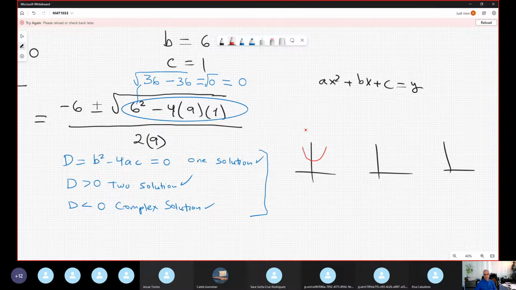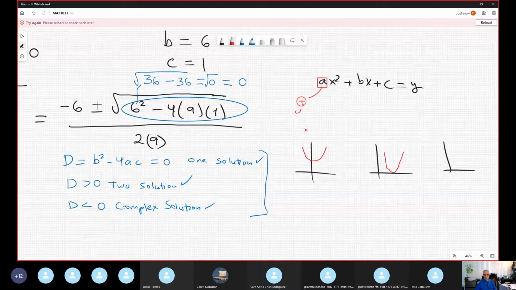But we have three possibilities. Suppose it opens up. Opening up or down depends only on this parameter. If A is positive, it opens up. If A is negative, it opens down. It's a curiosity, I promise you we study it in detail later. We have three possibilities.